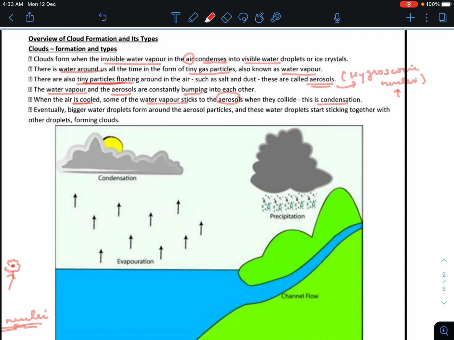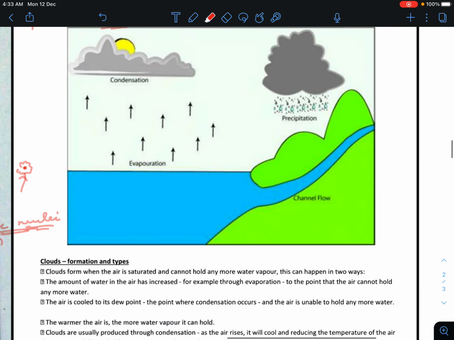Eventually, bigger water molecules form around the aerosol particles. These small water molecules form bigger ones around the aerosol particles, and these water droplets start sticking together with other droplets and forming a cloud. This is the step where the formation of a cloud takes place.